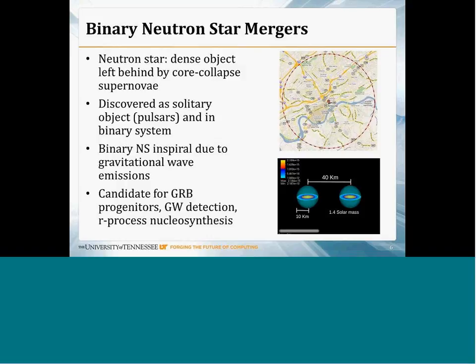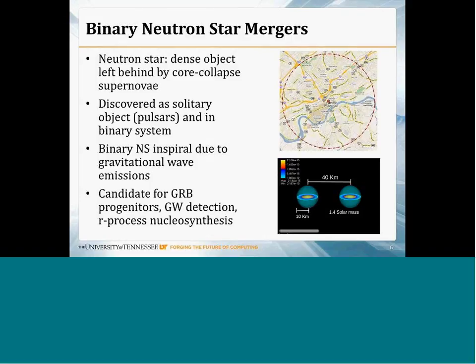Here I have a map of Knoxville with a 10 kilometer radius, and you can imagine compressing our sun to this radius. They produce an object with a very extreme density, and that is one of the reasons neutron stars are strong sources of gravitational waves, because they are so dense. Neutron stars have been discovered both as solitary objects, as pulsars, which are rotating neutron stars with a very high magnetic field, and in binary systems.